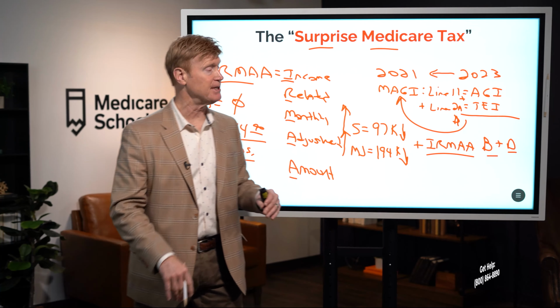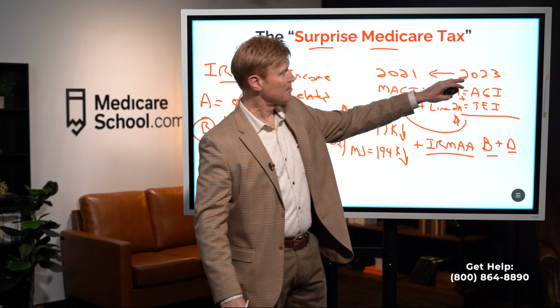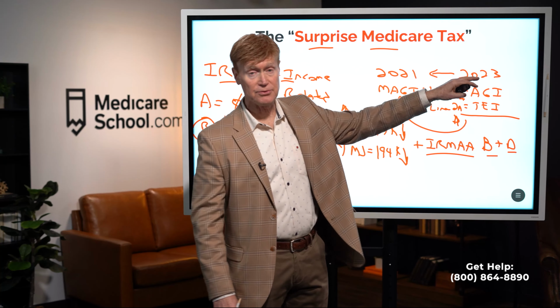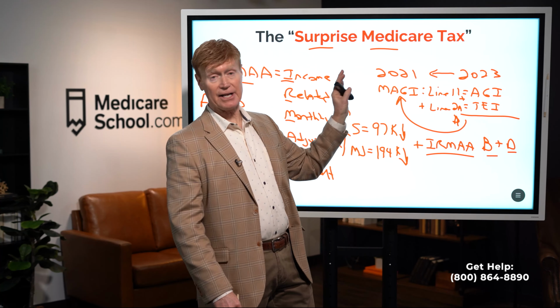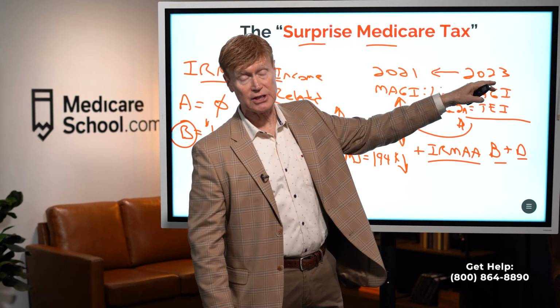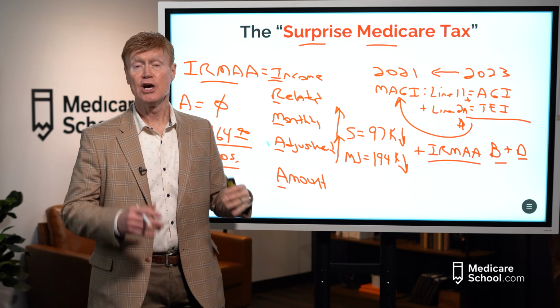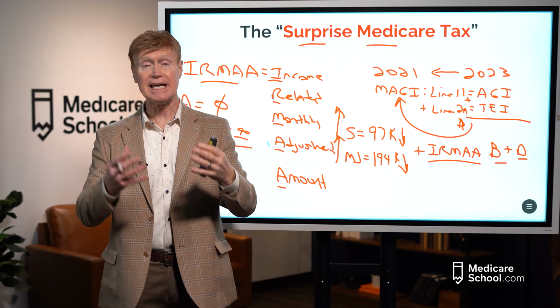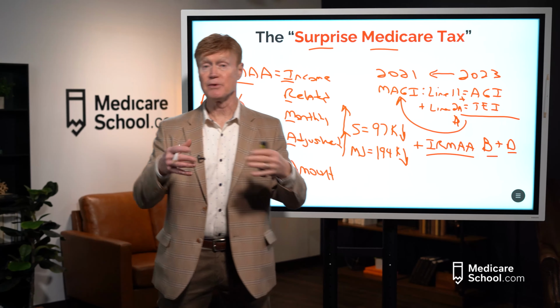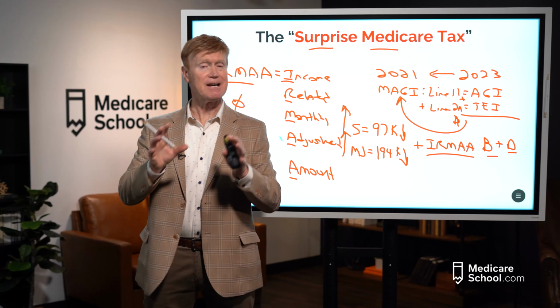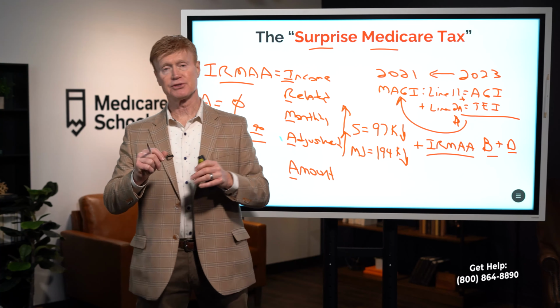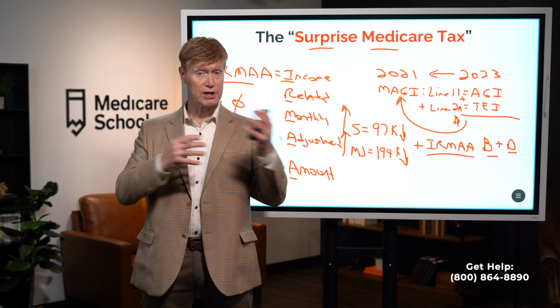Now, what can happen is this. We could have someone that's going to start Medicare in 2023, and Medicare is going to look back at 2021, but let's say they retire in 2023 and their income falls below these thresholds. Well, then what we can do is we can appeal the IRMAA. We have a life-changing event. There's 8 possible life-changing events. The most common is work reduction or work stoppage.